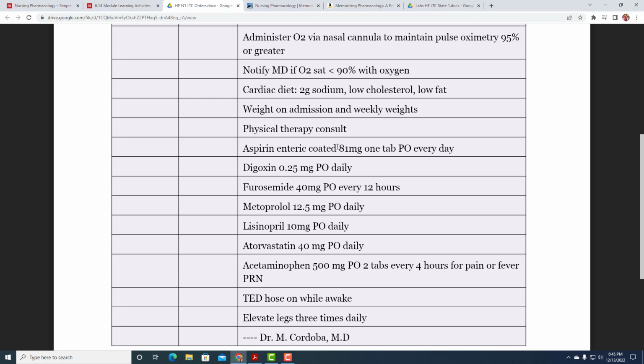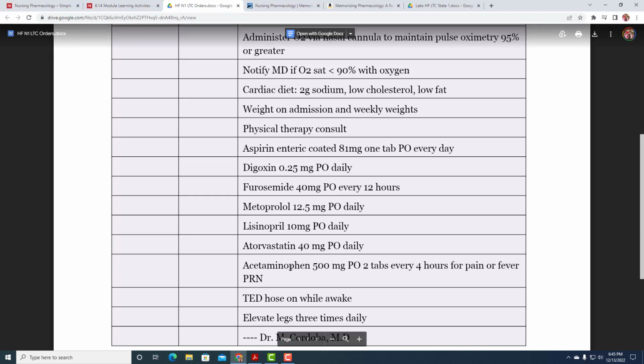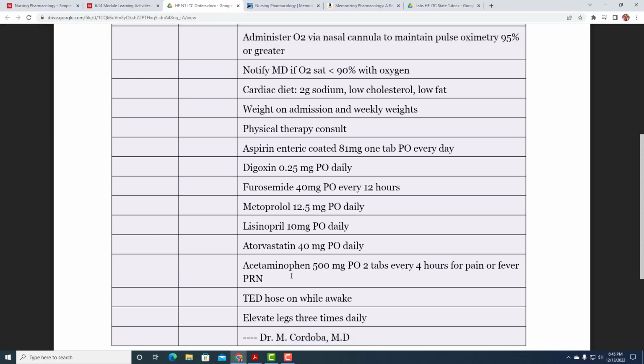Now here are the medications. Aspirin, enteric-coated, 81 milligrams, 1 tab by mouth every day. Digoxin, 0.25 milligrams every day. Furosemide, 40 milligrams PO every 12 hours. Metoprolol, 12.5 milligrams by mouth every day. Lisinopril, 10 milligrams by mouth every day. Atorvastatin, 40 milligrams by mouth every day. Acetaminophen, 500 milligrams by mouth, 2 tabs every 4 hours for pain or fever as needed. TED hose on while awake. Elevate legs 3 times daily.